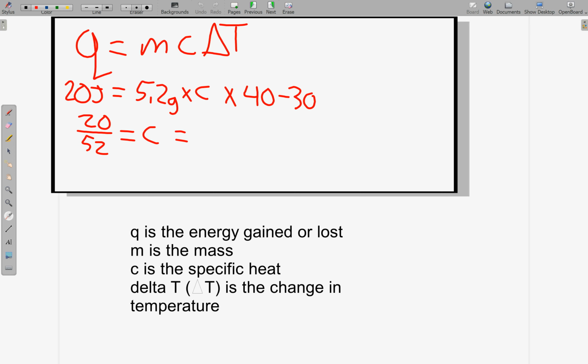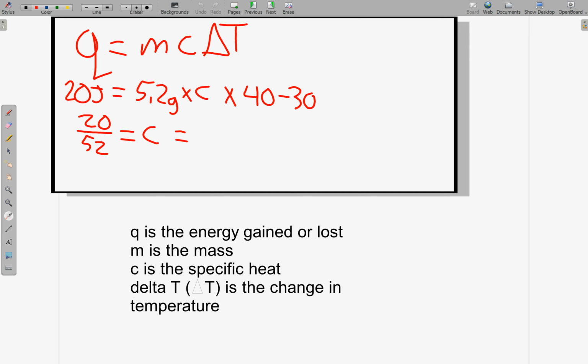This equation, Q equals mc delta T, is on your reference table. So if you get an equation like this, or a problem where it says like this much energy was added, the temperature changed from this to this, the mass is this, what is the specific heat, this is the equation you use. And you just plug in your values and you solve. All right, so be familiar with what the Q, the m, the c, and the delta T stand for.